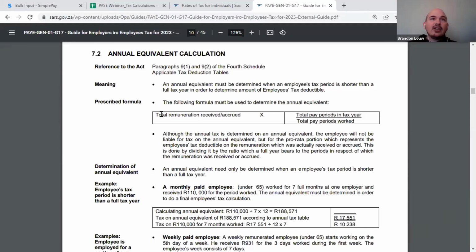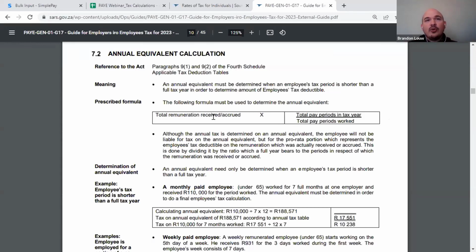So what I've done is I've actually broken this first part down. So this first part says when determining the annual equivalent, we need to take the total remuneration received or accrued, multiply it by the total pay periods in a tax year, and then divide it by the total pay periods worked. Now I'm going to be working with monthly paid employees, but a similar method can be applied to employees that are paid weekly or fortnightly or twice a month, etc.